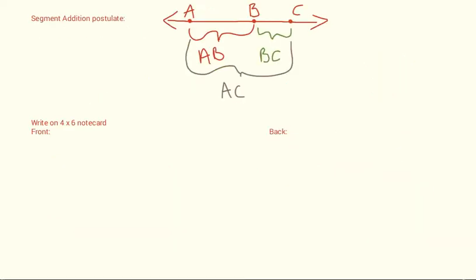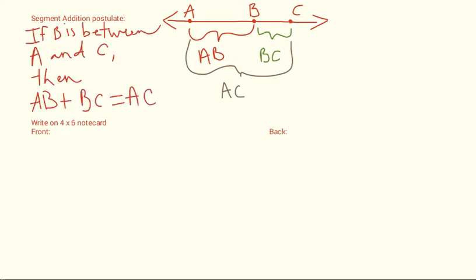This next postulate is a big one we're going to use throughout the whole entire school year, and that's the segment addition postulate. As you can see by my picture, B is between point A and C. If you think of what the name represents, we're going to be adding segments together. So segment AB and BC, if I add those two lengths together, then it should equal the segment from A to C. What I have down here below is to set us up for the note cards that we're going to continue on.